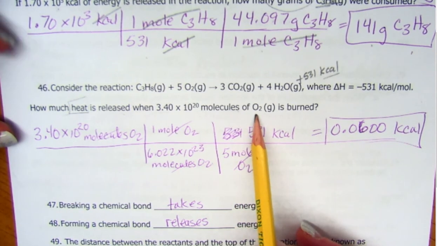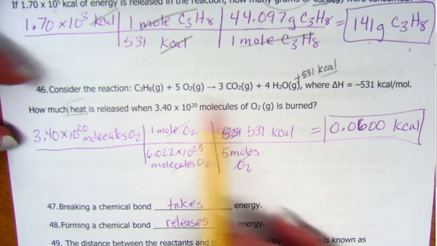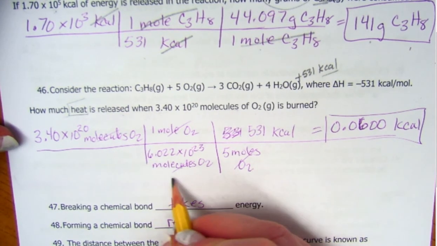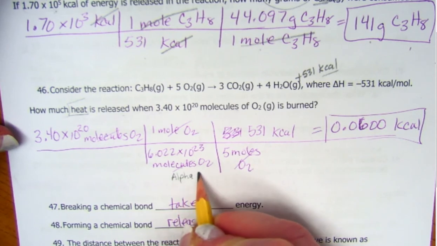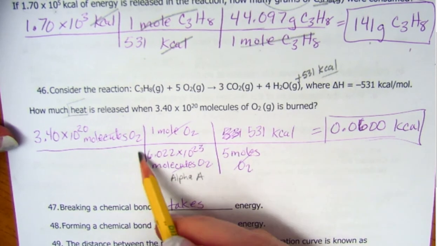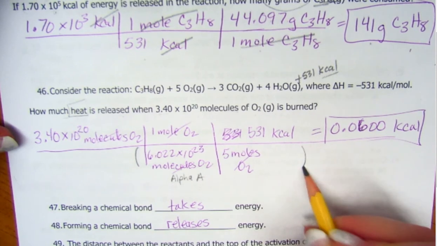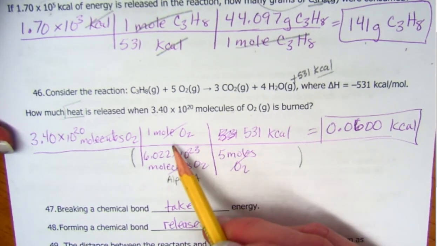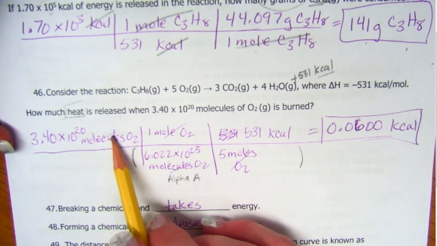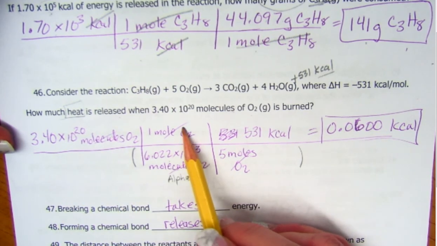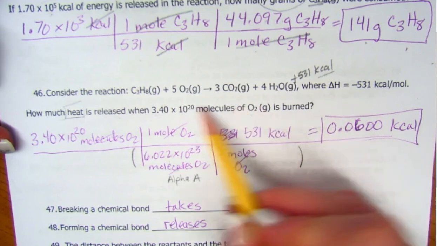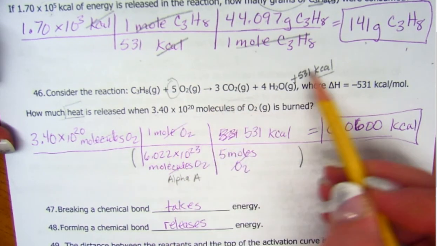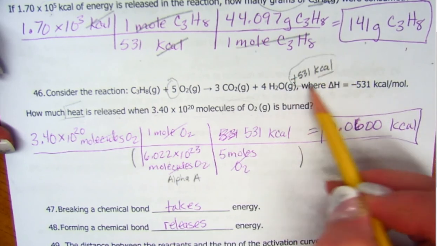So because I'm in molecules, remember I have to get to moles before I can use the equation. So I'm going to use Avogadro's number. If you do not have it saved as alpha A in your calculator, make sure you put that whole thing on the bottom in parentheses. I would do that anyway because you have a 5 here. So you've got molecules. You're going from molecules to moles. Then you're going to the equation. You are burning that much oxygen. So you're going to use this 2 kcals.